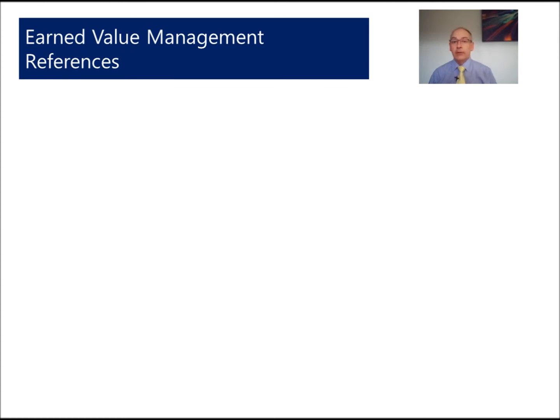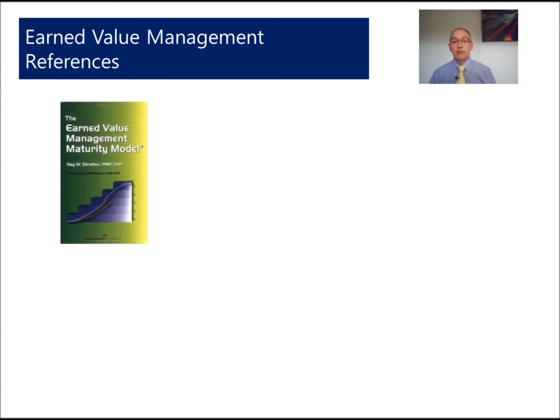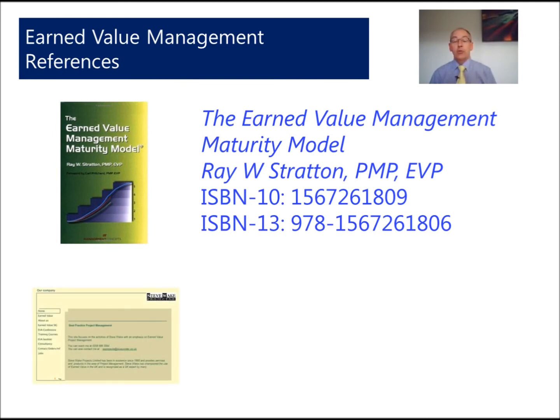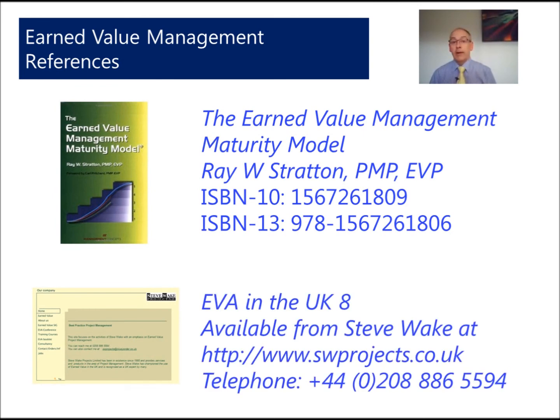Now there are 2 publications that I referenced in this presentation. The first is called the Earned Value Management Maturity Model. And thank you to Ray Stratton for agreeing that I can reference his book. Secondly, it's a publication called EVA in the UK. And also thank you to Steve Wake for agreeing that I can reference his book. Steve's is available at the website that you can see on the screen now.